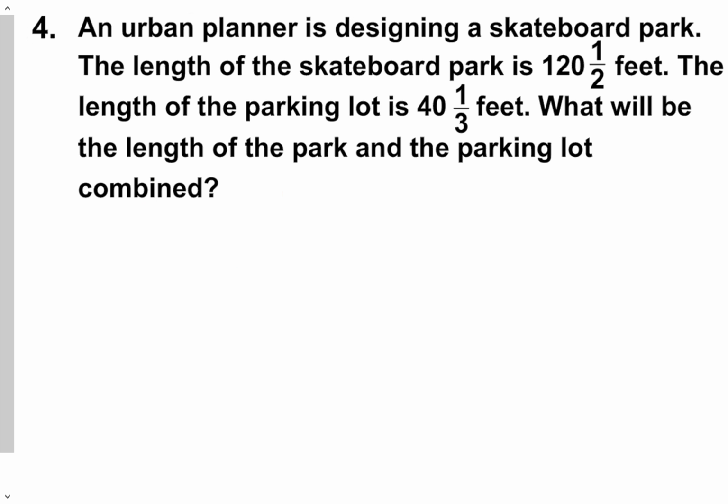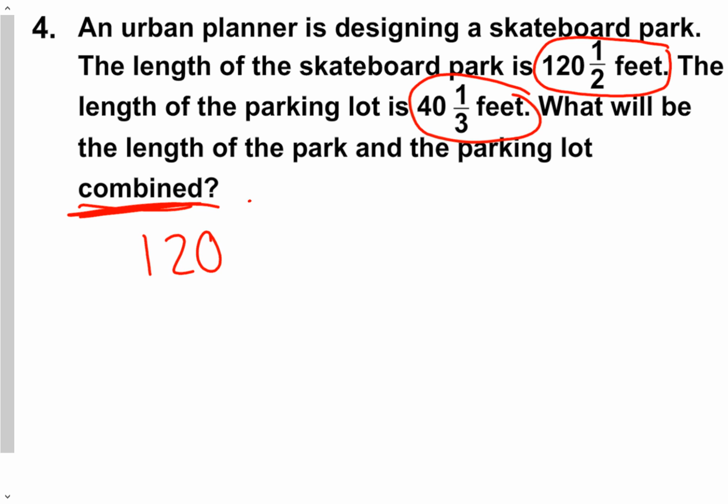Here's our last example, example number 4 on page 302. An urban planner is designing a skateboard park. The length of the skateboard park is 120 1/2 feet. The length of the parking lot is 40 1/3 feet. What will be the length of the park and the parking lot combined? Again, the word combined here is telling us we're going to have to add. So we've got 120 1/2 added to 40 1/3.